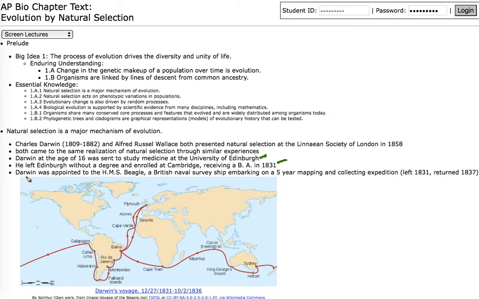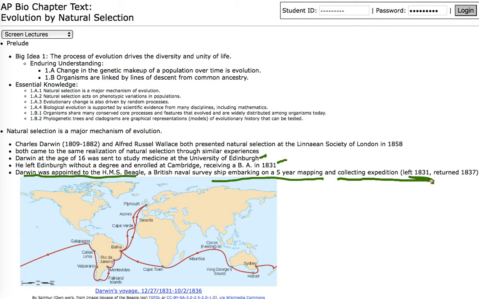He was appointed at the last minute, actually as a replacement, to the HMS Beagle, which is a British naval vessel that was basically mapping the world. It turned out it was a 5-year mapping expedition where Darwin was supposed to be a mate to the ship's captain, Captain Fitzroy, and he was also supposed to be the biologist on the ship so that he could work on collecting specimens to be brought back to England.